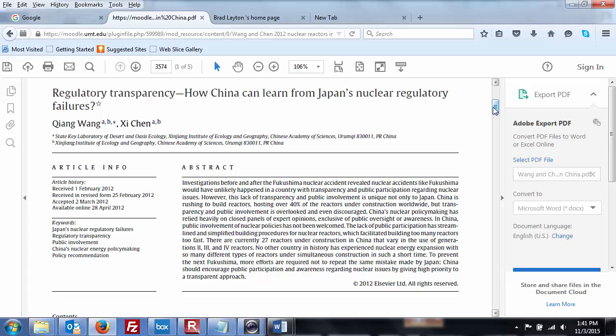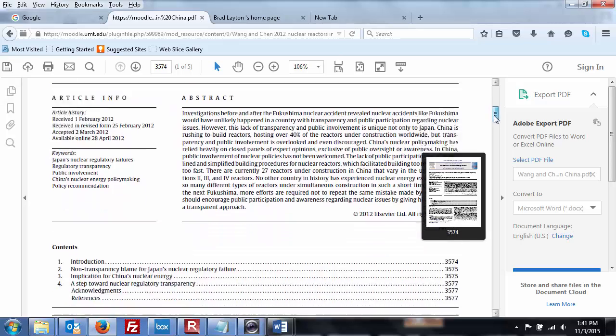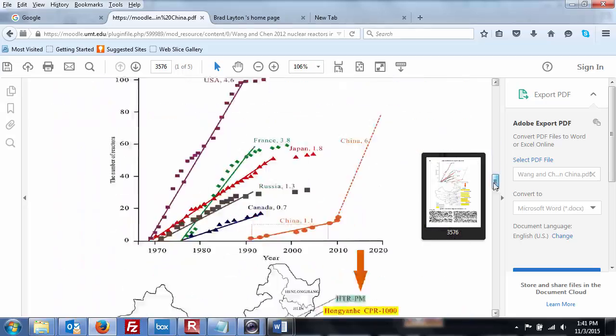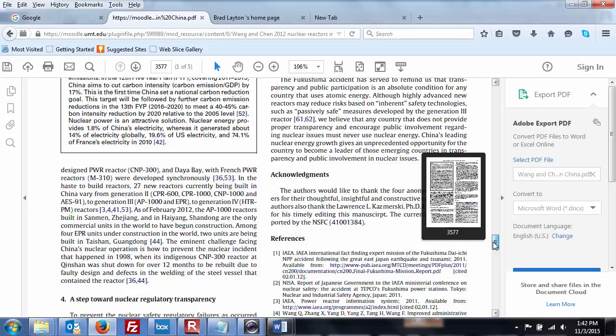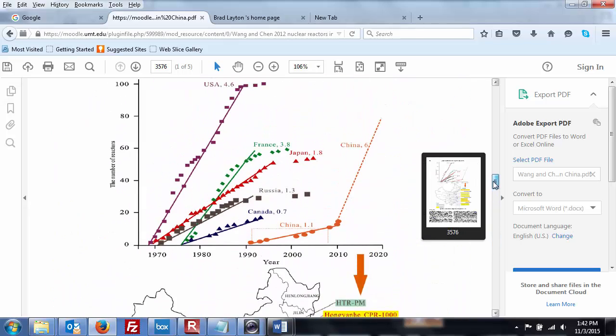It's essential that you use at least one equation in your paper. Let's take a look and see if there are any here. This paper does not lend itself all that well to equations.